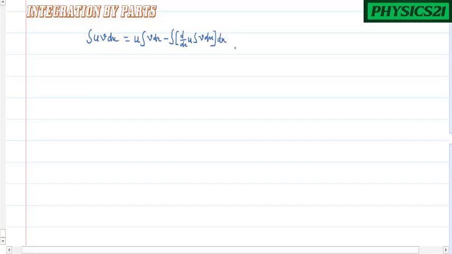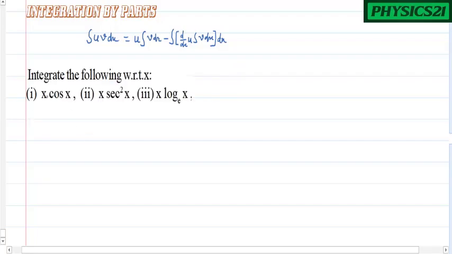This is the formula which is used to find out the integral of the multiplication of two functions. It is known as integration by parts. Here are some examples for the integration by parts. First question, integrate x cos x dx.